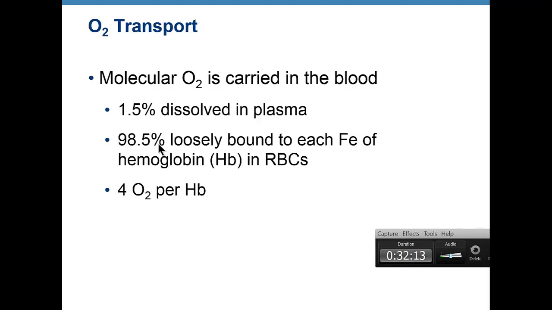And those of you that work in healthcare, if you knew the question was O2 sat, bam, 95 to 100, right? Or over 90 is acceptable. So I'll be talking about that in lab this week. Anyway, so 98.5% is bound to hemoglobin.